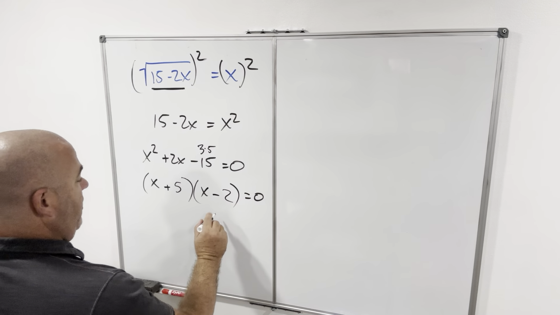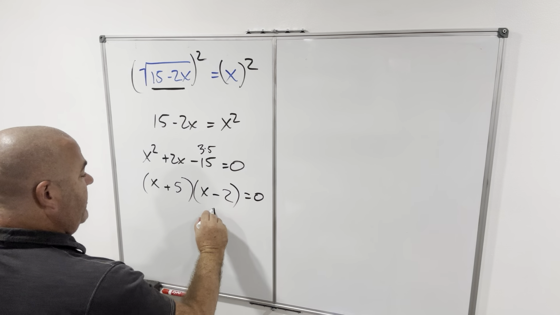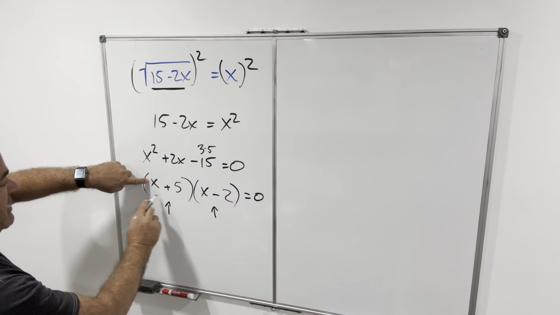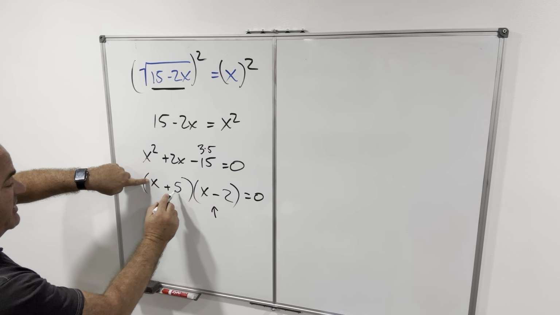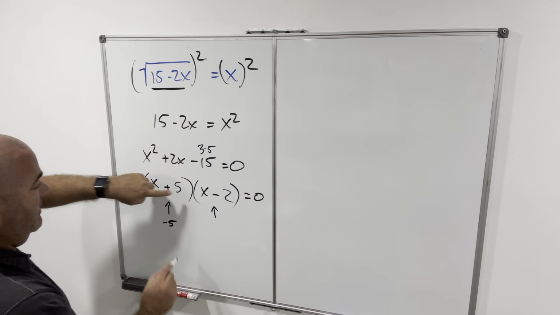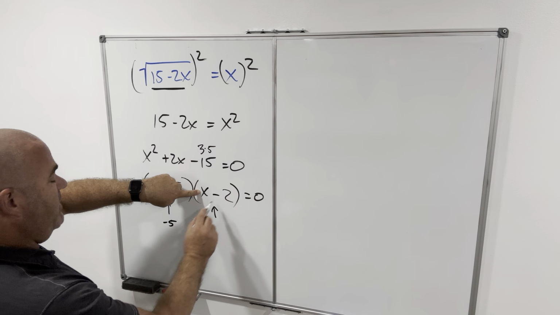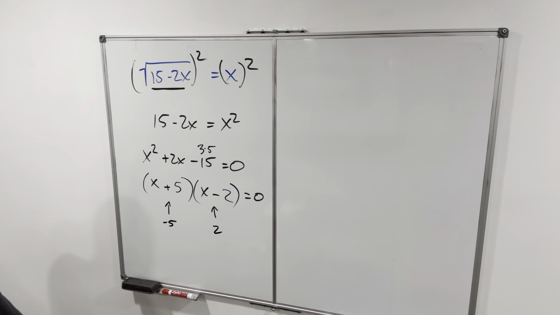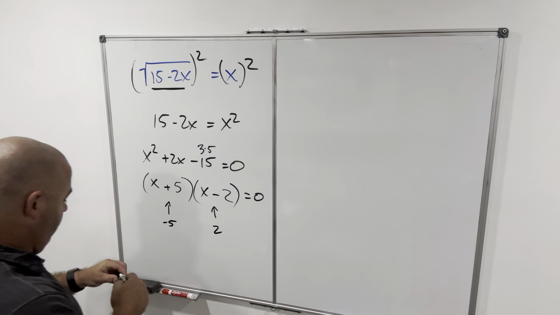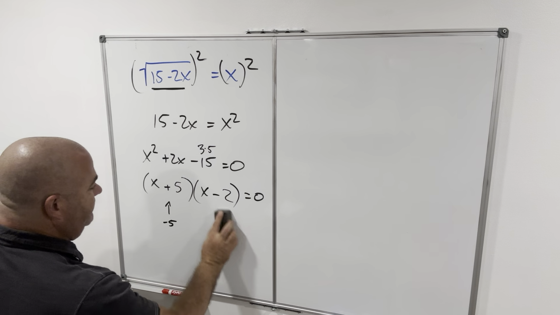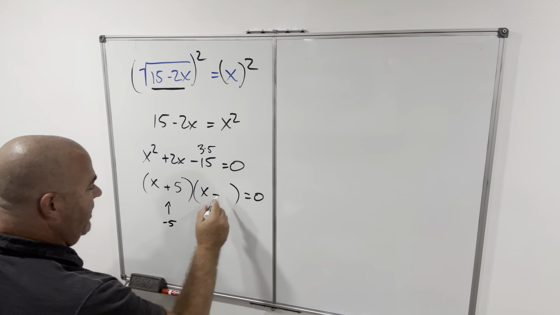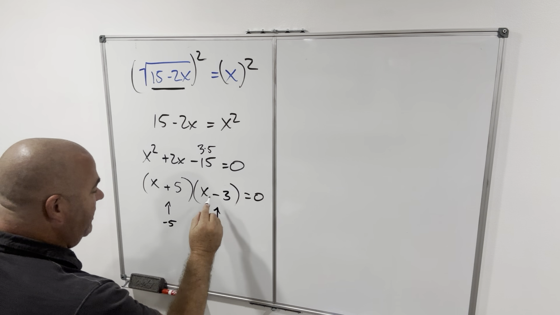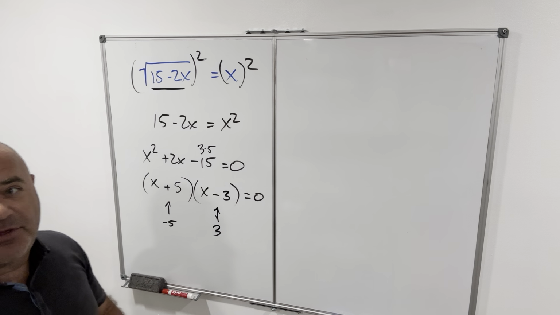Now, in order for this to be equal to 0, either this has to be 0 or this has to be 0. The only way this is going to be 0 is if x is equal to negative 5. The only way this is going to be equal to 0 is if x is 3. Let me rewrite that. I said 3 and then I wrote 2. So in order for this to be equal to 0, x would have to be equal to 3.